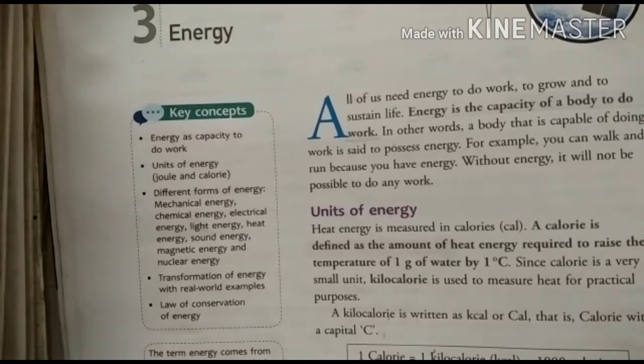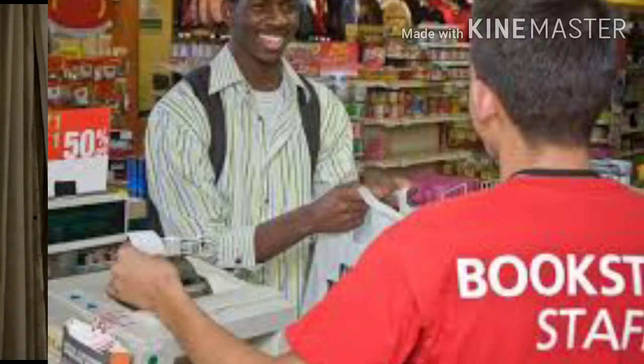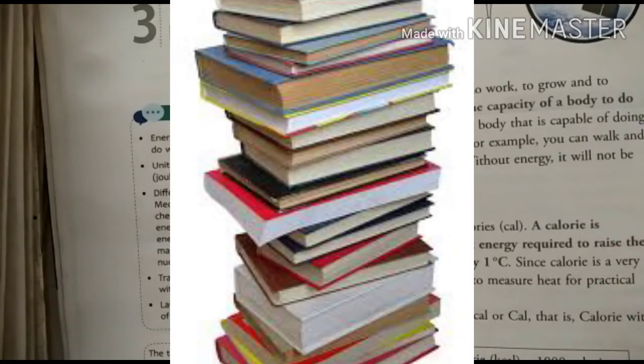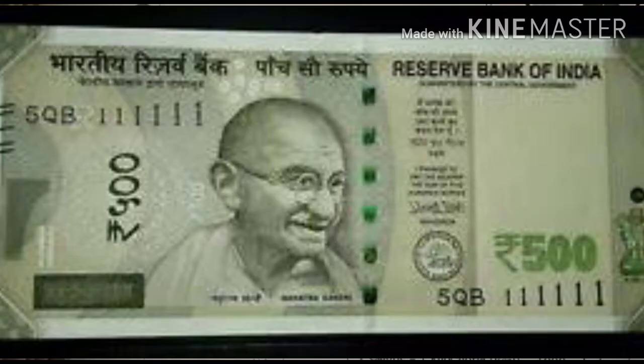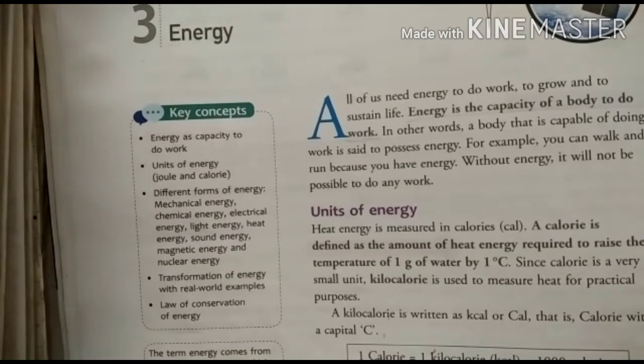Just like when we go to the stationery shop to purchase books, we need to spend some money. To buy more quantity of books, we need to spend more money, and to buy less quantity of books, we need to spend less money. In the same way, more energy is required to do more work and less energy is required to do less amount of work. For example, to run 10 meter, we need more energy, and to run 5 meter, we need less energy.